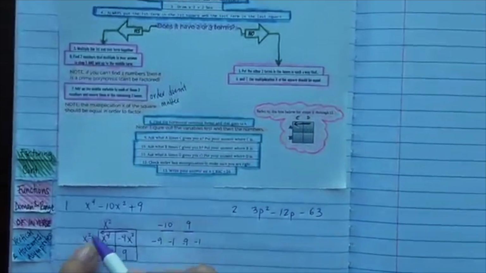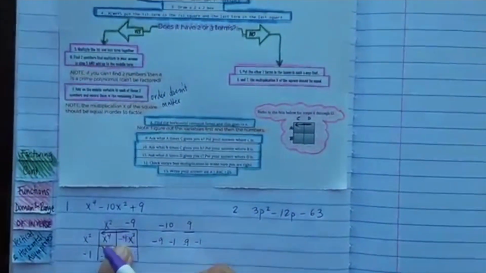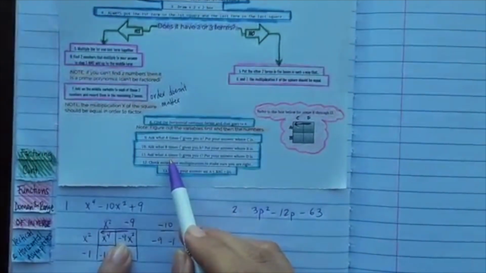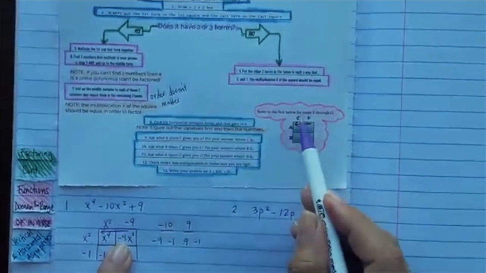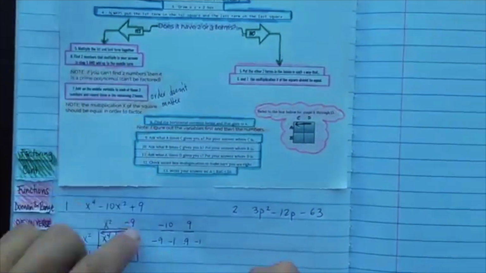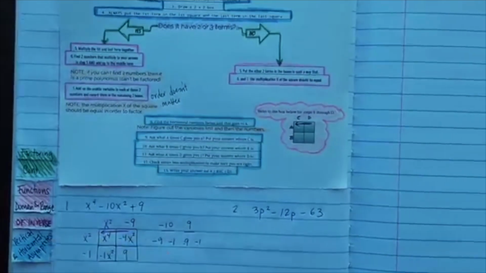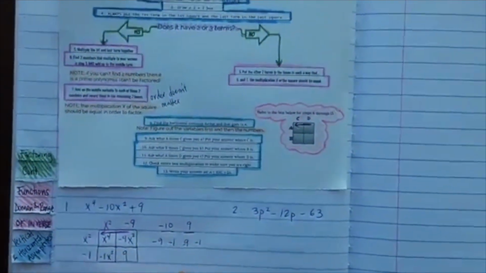Then the last one, that times that gives you what? Negative 9, because negative 9 times x squared is negative 9x squared. Then check the entire box, really just check that last one. Negative 1 times negative 9 is positive 9, so I did that correctly. And then the numbers where a, b, c, d are, those are your answers. So x squared minus 1 times x squared minus 9 is your answer.